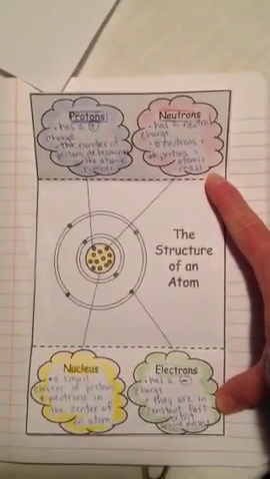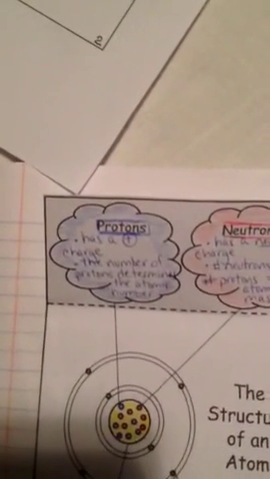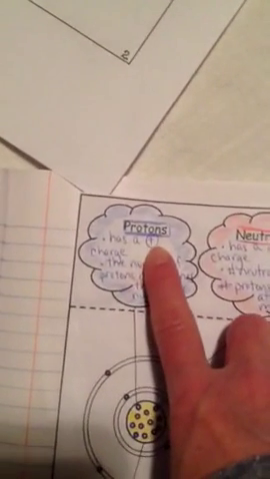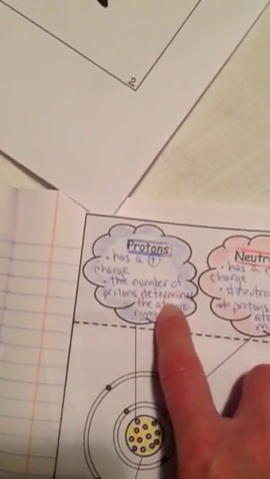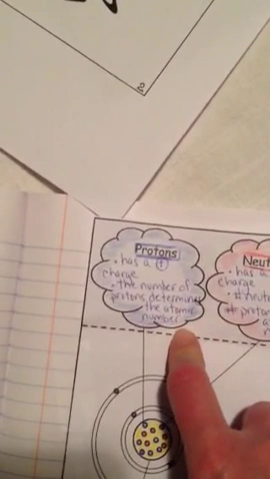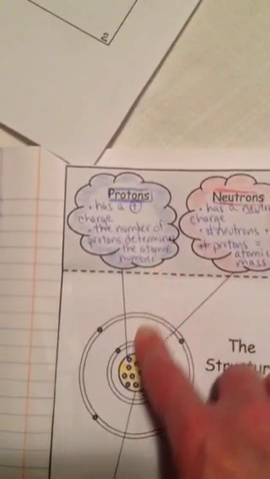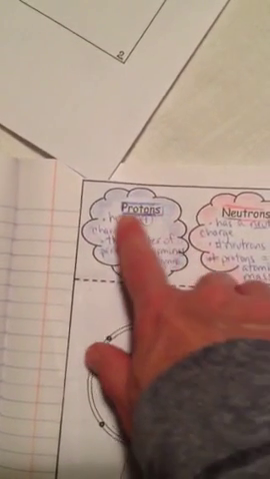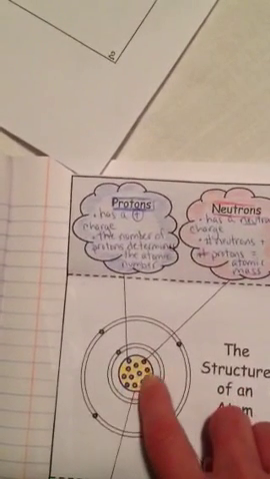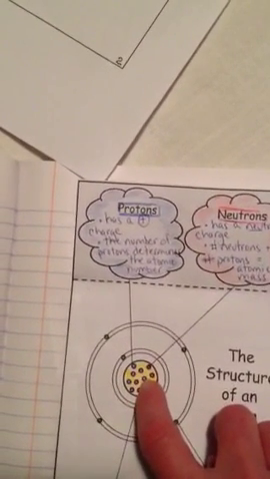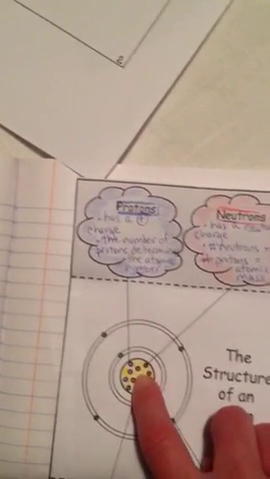Atoms are made of some subatomic particles. We're going to look at the proton first. A proton has a positive charge. It's like a plus sign. The number of protons in an atom determines the atomic number, and that'll mean a lot more to you later down the road. Notice I colored this blue. Protons are blue, and protons are located inside of the nucleus. So I'm going to color 6 of those particles blue. Those indicate protons within the nucleus.